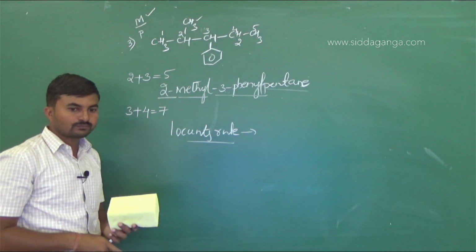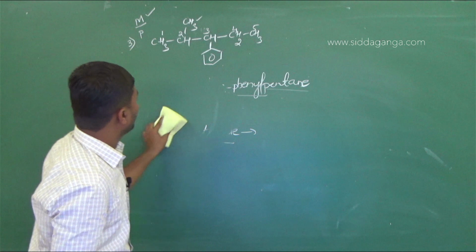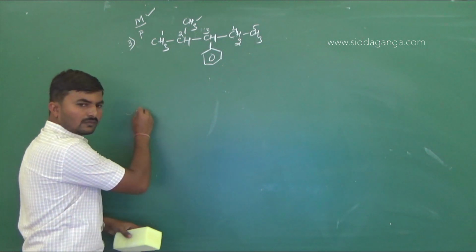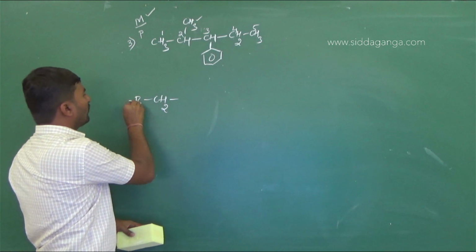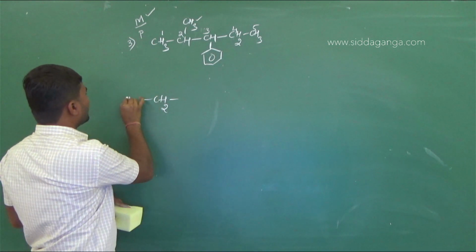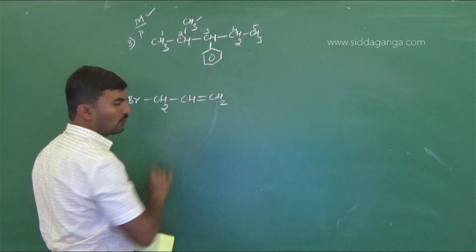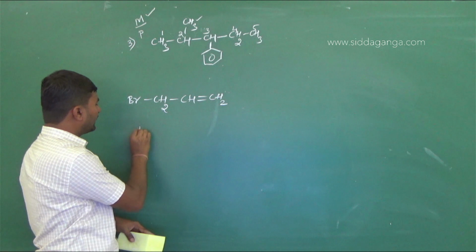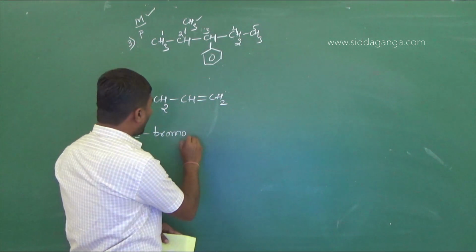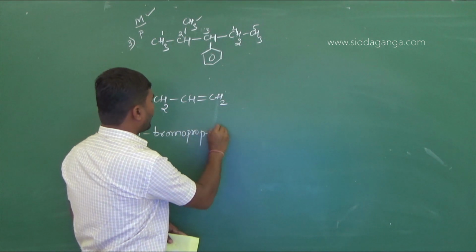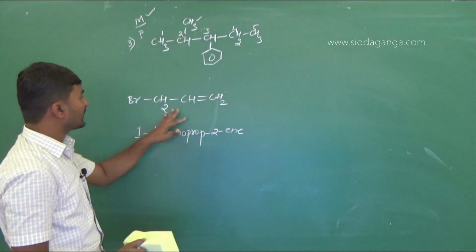Then the next one, the second one. So which is the second option? CH2Br, CH double bond CH2. This is the structure of the molecule, and they have given it as 1 bromo prop 2 ene. 1 bromo prop 2 ene is the IUPAC name given for this structure.